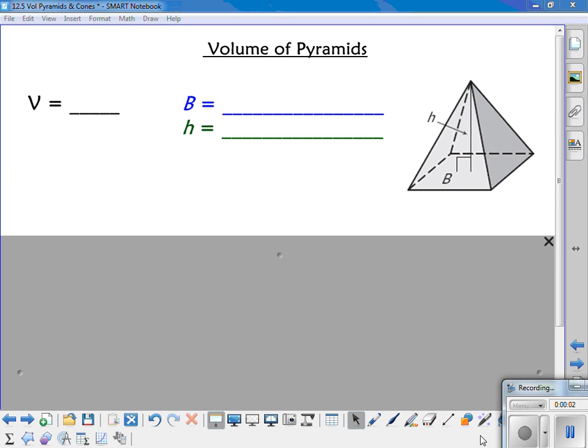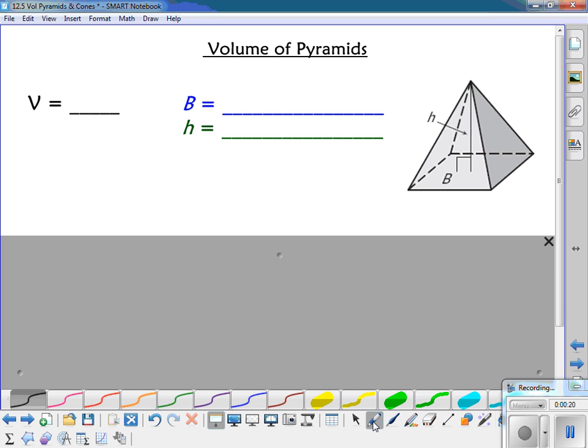Alright, so this video will be talking about volume of pyramids and volumes of cones. So let's first start with our pyramids. When we did prisms and cylinders, it was the area of the base times the height.